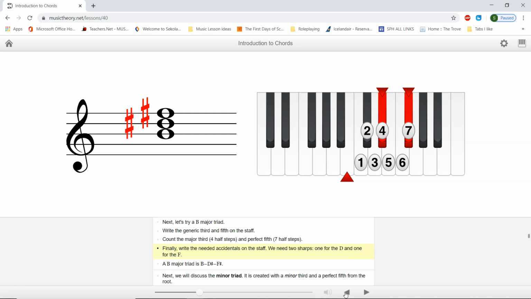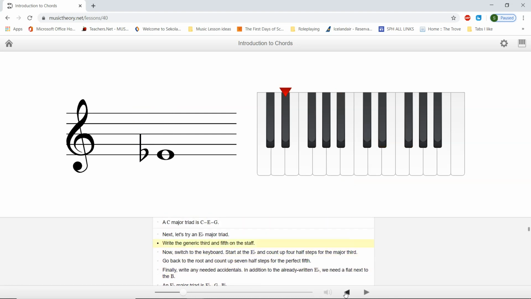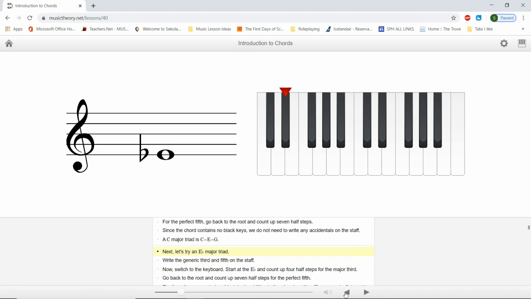So I'm going to go back a couple steps here. I'm going to go back to that E flat major triad we were looking at before. Okay, so we have an E flat major triad. It's going to be major, which means it's going to be a happy sound.